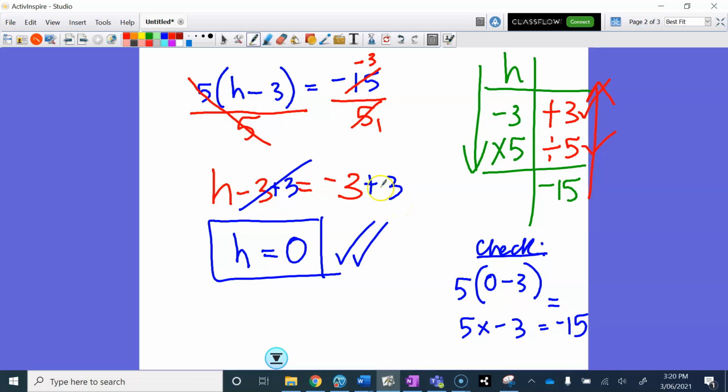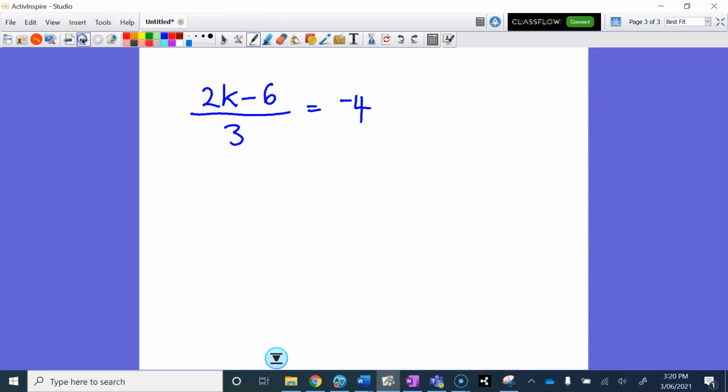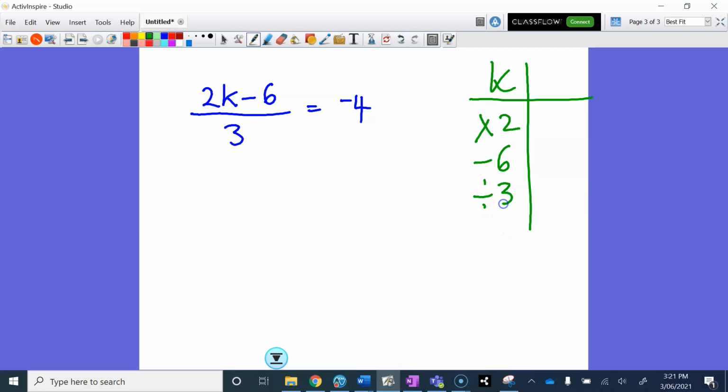So that tells me that solution is correct. Okay. And just for another example, 2k minus 6 divided by 3 is equal to negative 4. So again, in terms of the story, what's happened to k? I've got this number called k. It's been multiplied by 2. It's had 6 taken away, and it's then been divided by 3. The answer to that equation is negative 4.